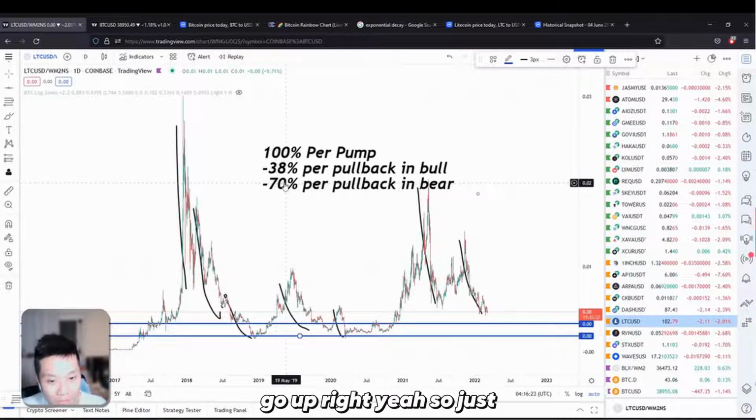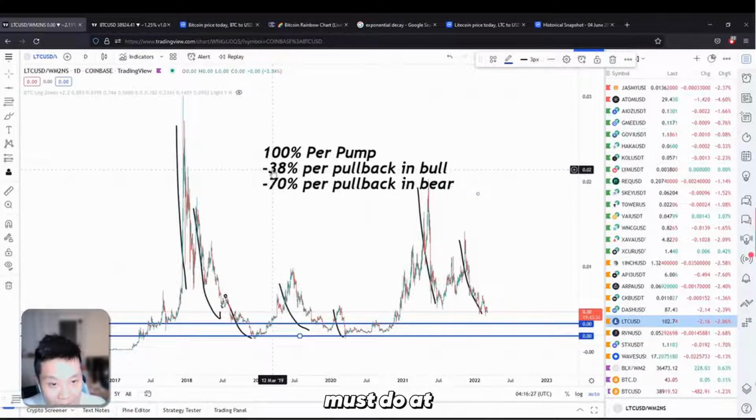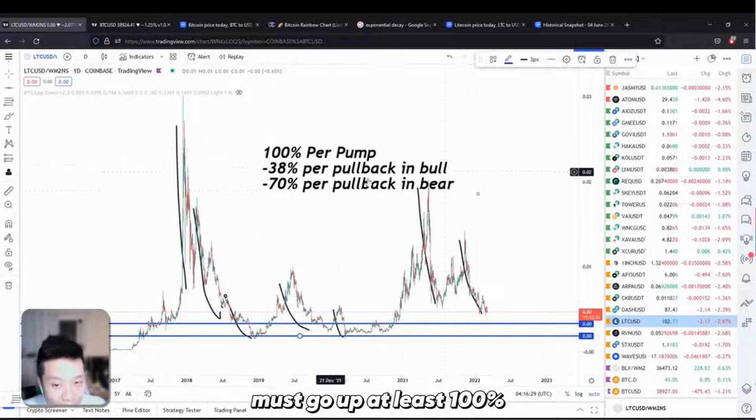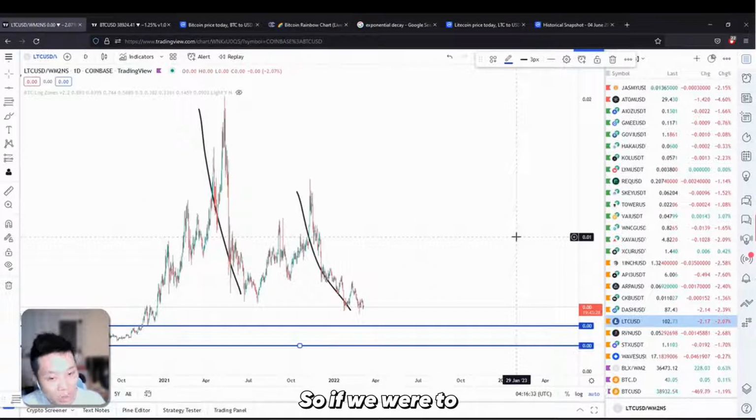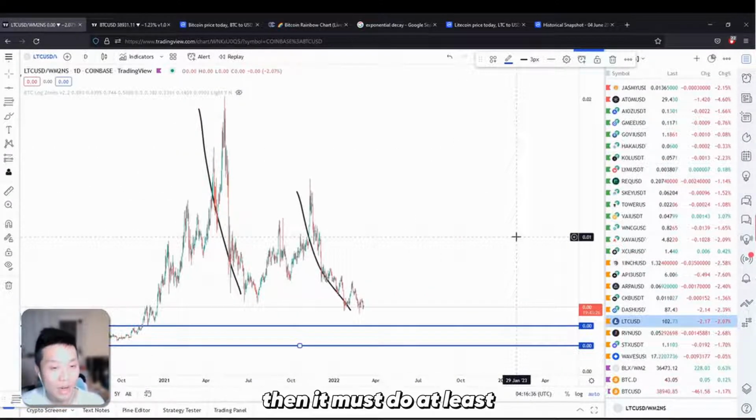So just understand that it must do at least 70%. It must do at least a 38%. It must go up at least 100%. So if we were to reverse from this point forward, then it must do at least 100%, correct? Given what we have proven.